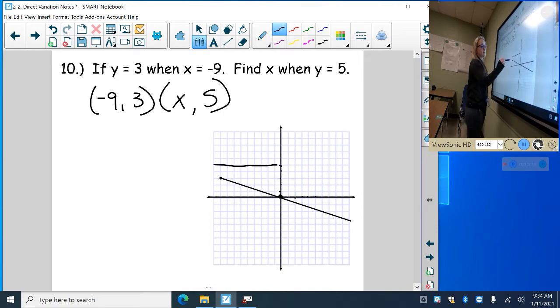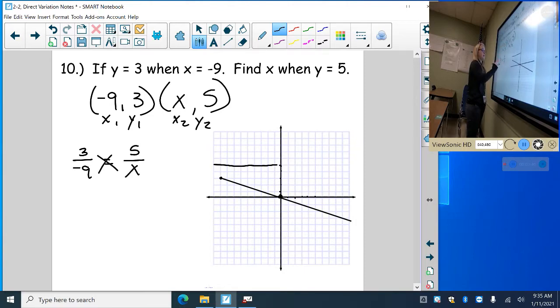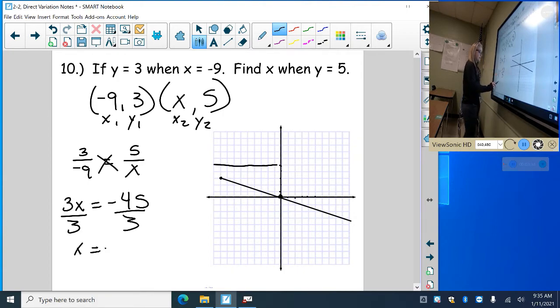Where is it going to hit? Somewhere around negative 11 or 12. I got my x and y mixed up. So x1, y1, x2, y2. I'm going to put 3 over negative 9 equals 5 over x. Same thing, I'm going to cross multiply: 3 times x equals negative 9 times 5, which is negative 45, divide by 3, and x equals negative 15. Which makes sense because if I go to negative 15, it's going to hit at 5 somewhere.